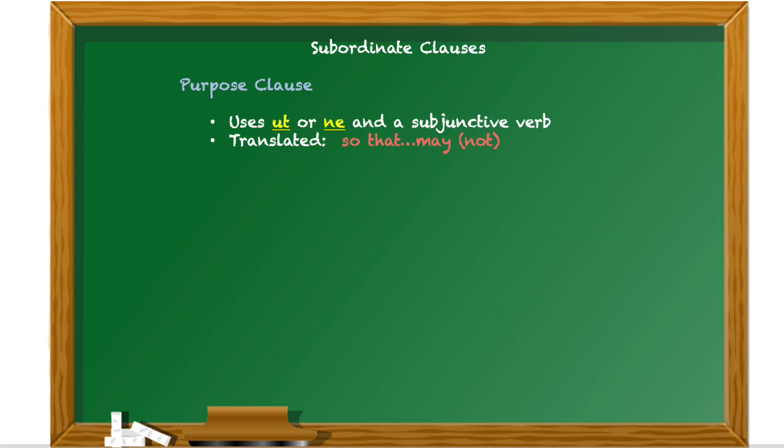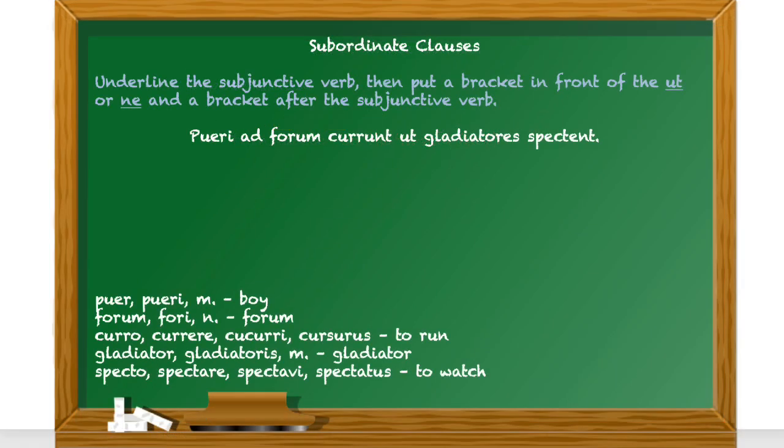And the best way to see this is really to put it into action. So copy this sentence and then underline the subjunctive verb, then put a bracket in front of the ut or ne and a bracket after the subjunctive verb. Again, pause the video if you need to do that, and then when you've finished, continue.